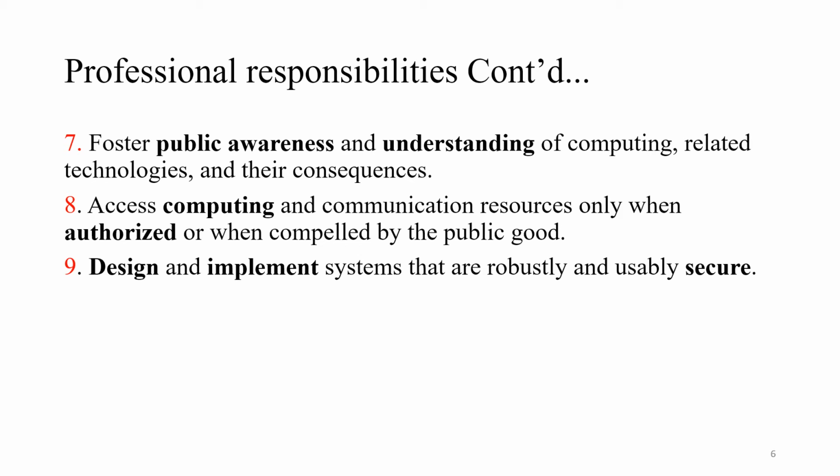The eighth one is accepting computing and communication resources only when authorized or when compelled by the public good. That means, computing, you should access or use the computing, and there should be the communication resources only when authorized. Unauthorized persons cannot use or perform that one in the public good. The ninth one is design and implement systems that are robustly and usably secure. Of course, lastly, when we are doing this one, you should make the design for that one and then create implementation without any problem, and then we should make that one secure or put it in a secure way.